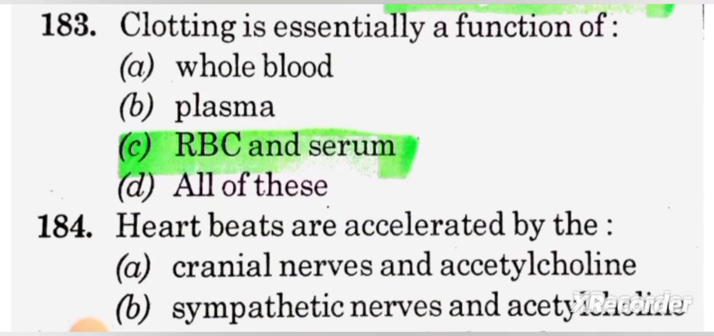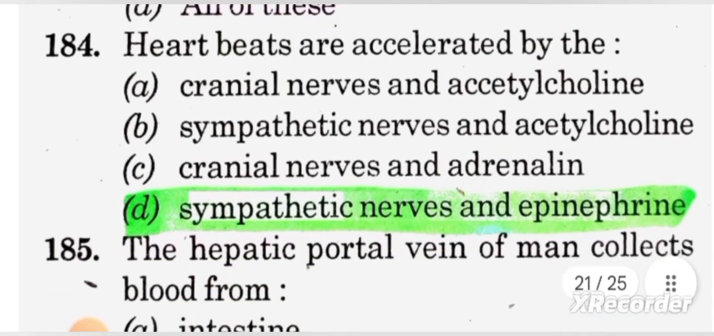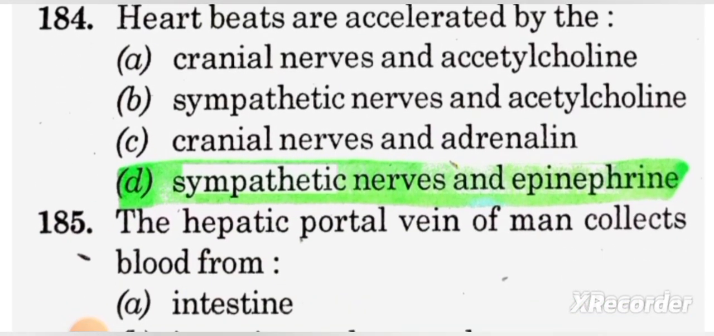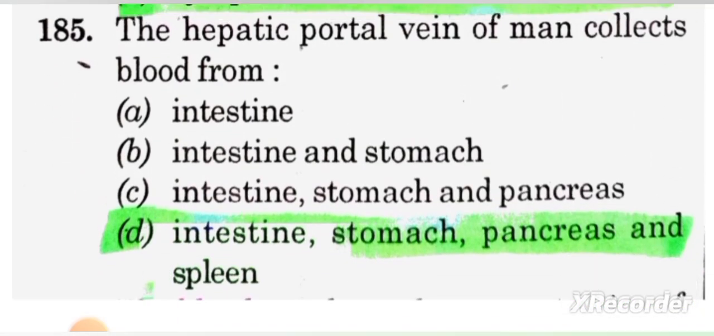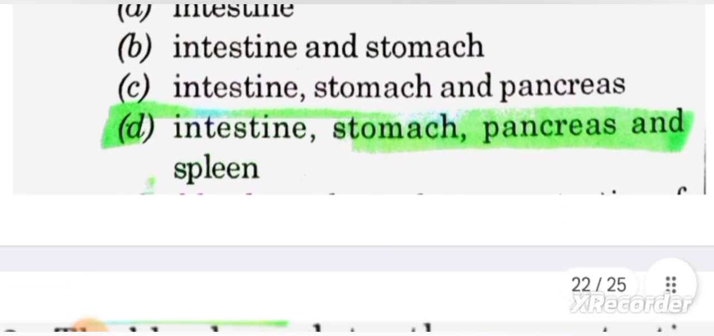183. Clotting is essentially a function of. Answer C. RBC and serum. Next, 184. Heartbeats are accelerated by the. Answer D. Sympathetic nerves and epinephrine. 185. The hepatic portal vein of man collects blood from. Answer D. Intestine, stomach, pancreas and spleen.